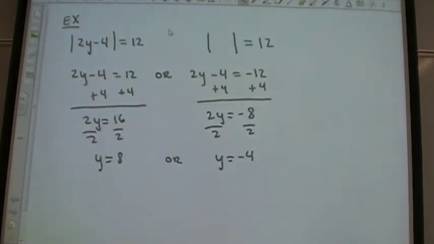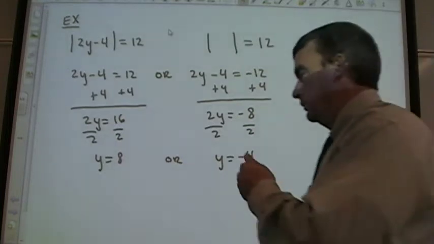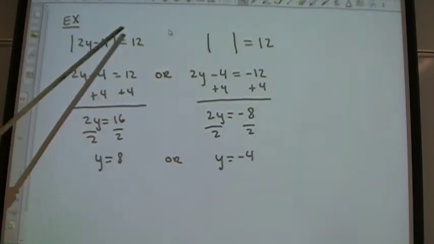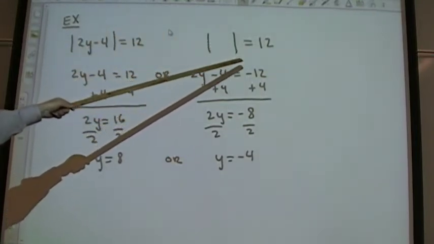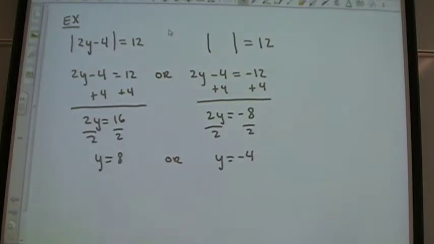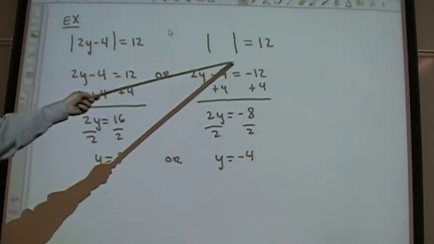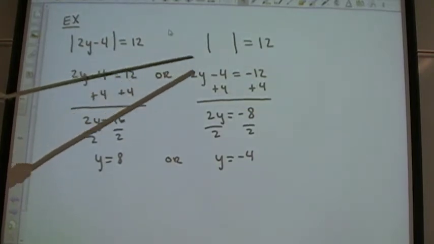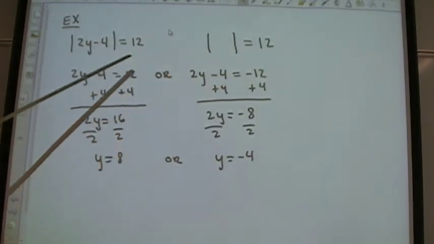Right here, the original problem is under example. Absolute value of 2y minus 4 equals 12. Solve for y. What could y be? Basically, it's asking you what number could be in here. So that's why I drew this over here. What number could be inside a set of absolute values to give you a result of 12? What two numbers could be inside this set? 12 and -12. So in this case, we know that this number right here could equal 12, or it could equal -12. So that's how I get my two equations.